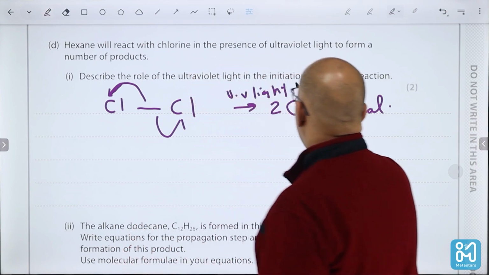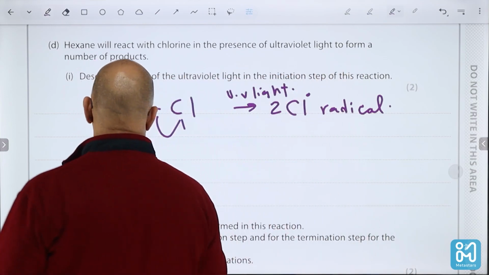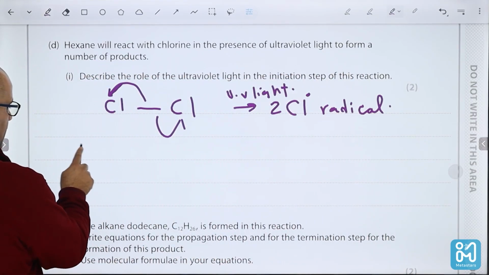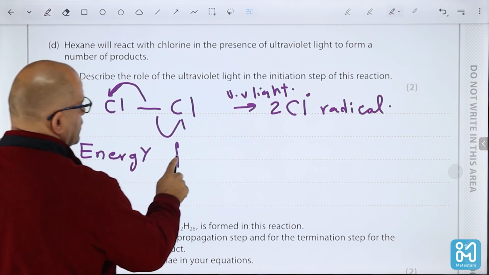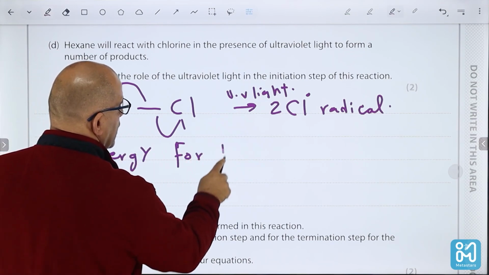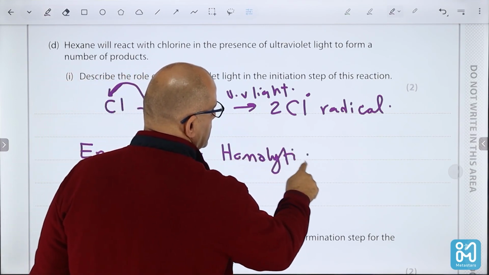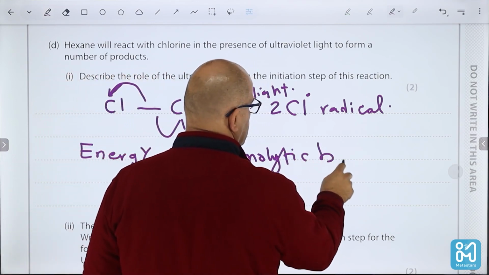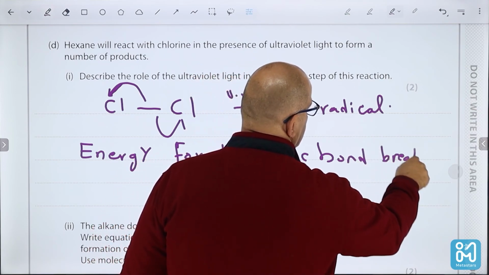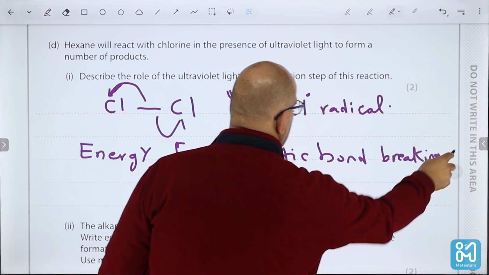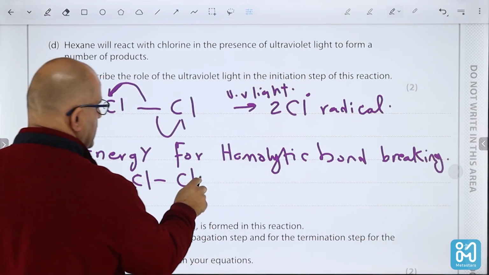So the role of the UV light is an energy source for homolytic bond breaking of the Cl-Cl bond.